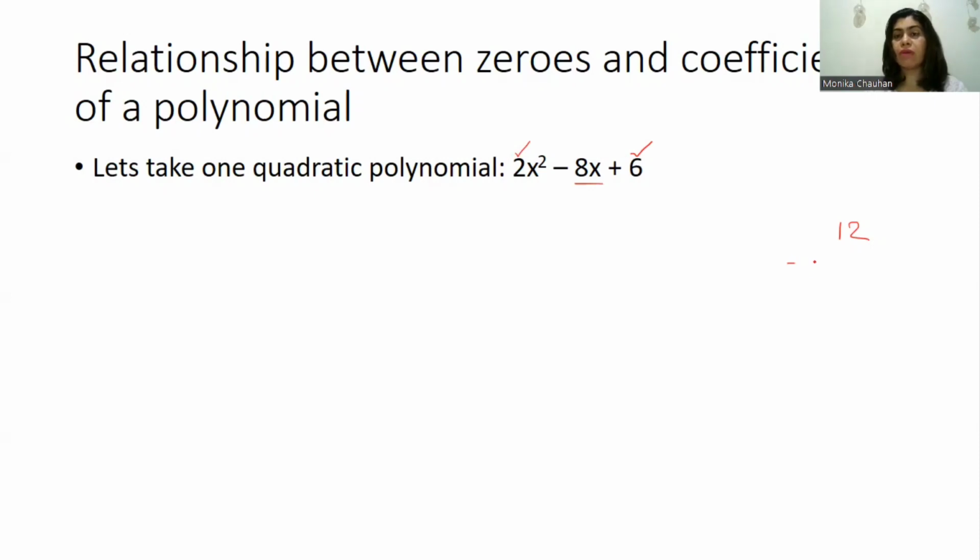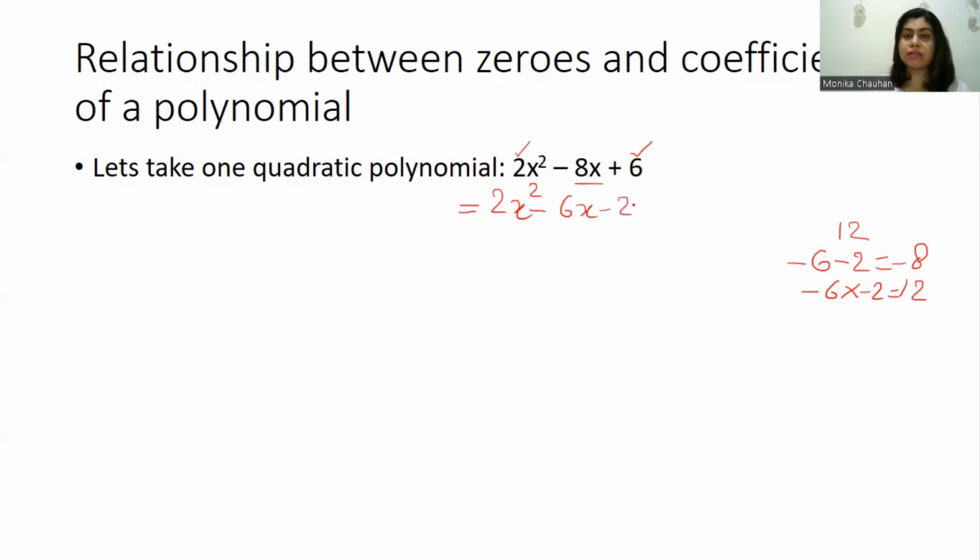If I say minus 6 and minus 2, that gives you minus 8. And minus 6 into minus 2 gives me 12. That means this is a perfect option for us. So I will choose these numbers to factorize it. Here I will take 2x squared, and the middle term is minus 8x, so I will write minus 6x minus 2x plus 6. I hope you remember this.